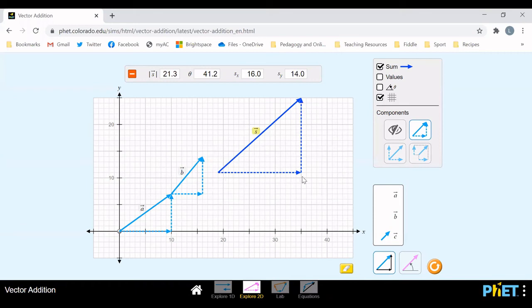In fact, the x component of the resultant is the sum of the x components of vectors a and b. The y component of the resultant is similarly the sum of the y components of vectors a and b. So this is going to be true regardless of which quadrant we're working in. We can look at a couple more examples here.